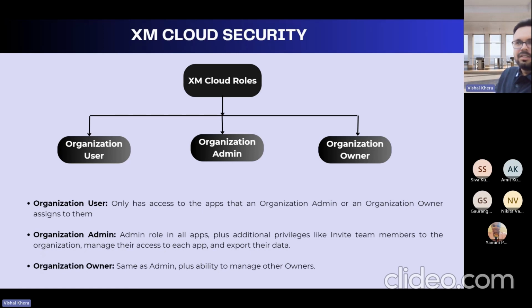We are providing access to specific users who only need a particular app. For example, if you have a site built on XM Cloud, we will provide content authors access to that specific app only, the XM Cloud itself. We may also be using CDP and other composable products, but authors don't need to access the CDP, so we can provide specific app access to users. For that, we are using the organization user role.